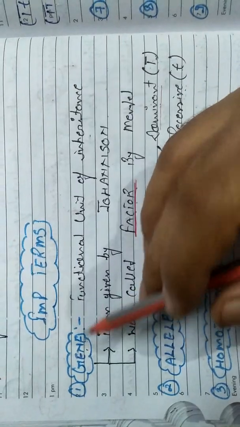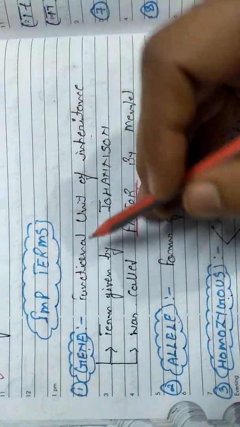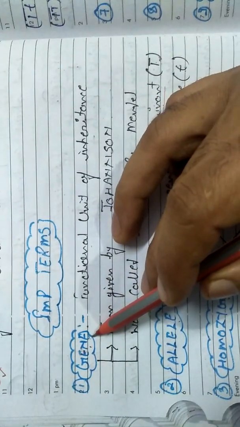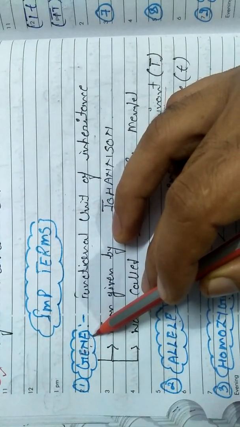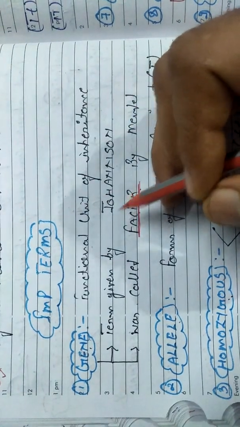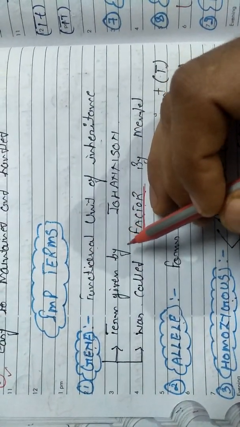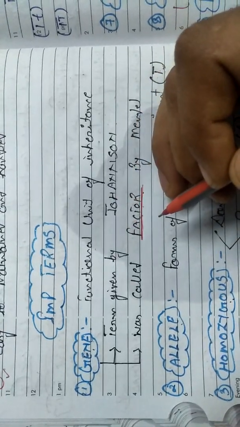First, gene. What is gene? Gene is basically the functional unit of inheritance. Genes are responsible for transferring different types of characters from one generation to another, from grandparents to the parents and parents to us.